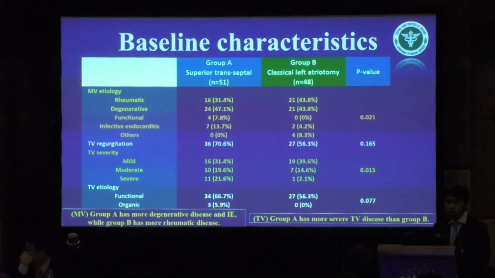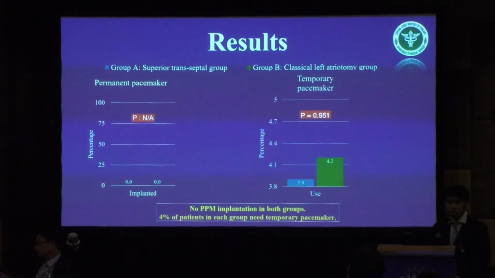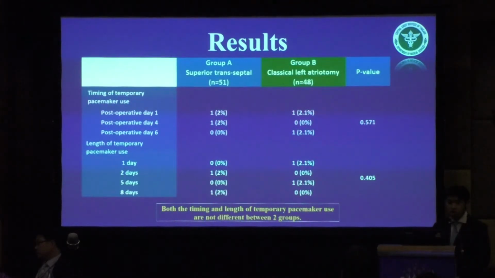Most patients in both groups have severe functional TR, but Group A had more severe disease. Mitral valve repair and concomitant tricuspid valve repair were performed more in Group A. Group A also has more cross-clamp time than Group B, while cardiopulmonary bypass time and estimated blood loss were the same between the two groups. There are no permanent pacemaker implantations in either group. For temporary pacemaker, 4% of patients in each group needed to use one. Both the timing and length of temporary pacemaker use are the same between the two groups.